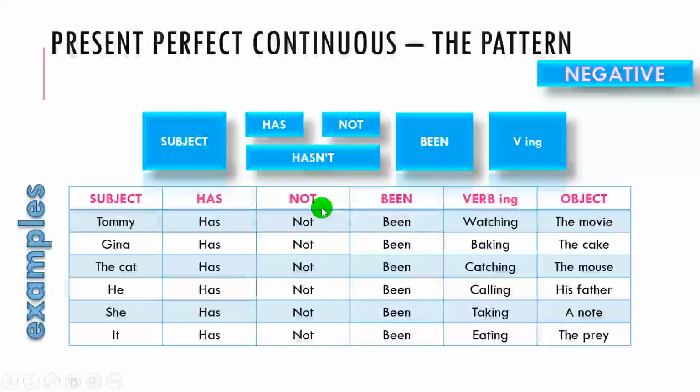If you pay attention here, it is really simple because you just need to plus not between the use of has and been. Just insert the use of not between them, and then you do not need to think anything again. Just simple. Okay, the rest of them stay the same, whether it is the subject, the use of has, been, and also verb ing. All of them stay the same.